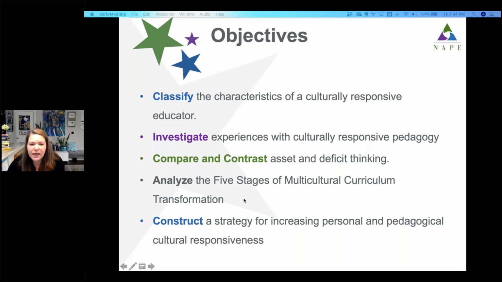And then finally, our goal is that you leave here with at least the beginning of a plan, a strategy for how you can increase personal and pedagogical cultural responsiveness.